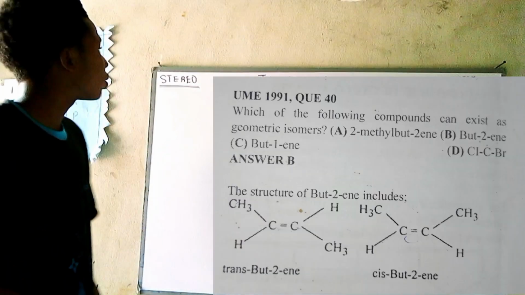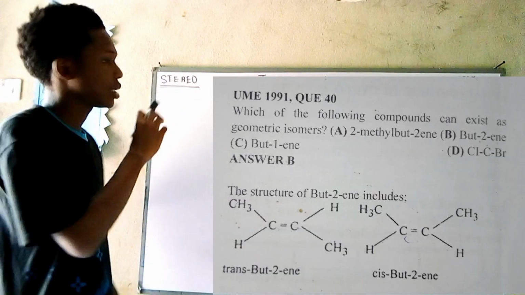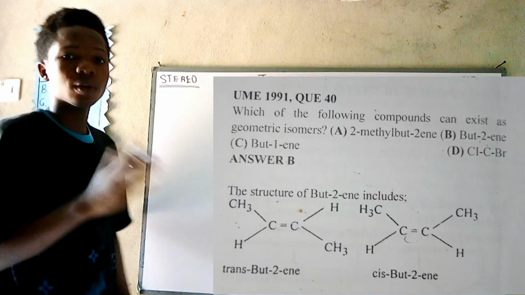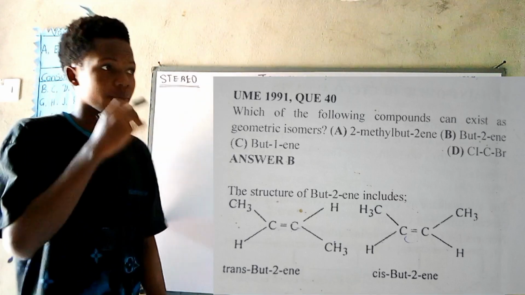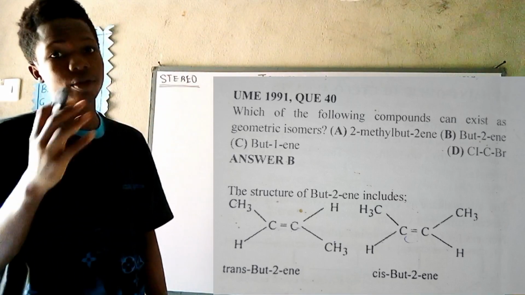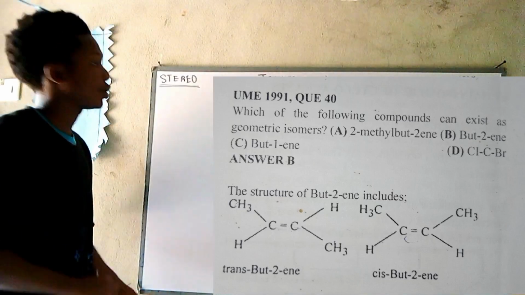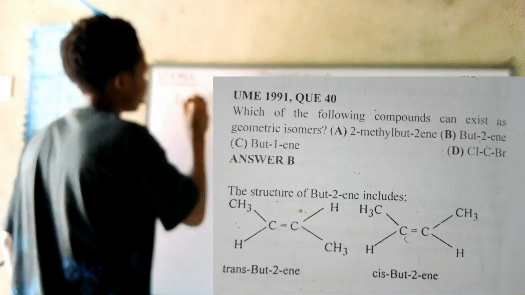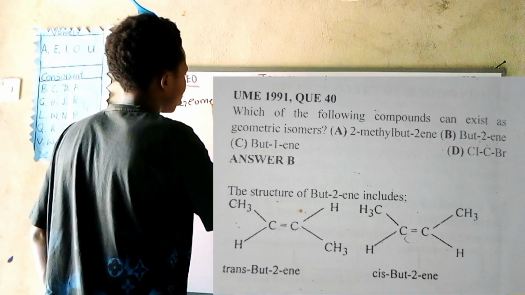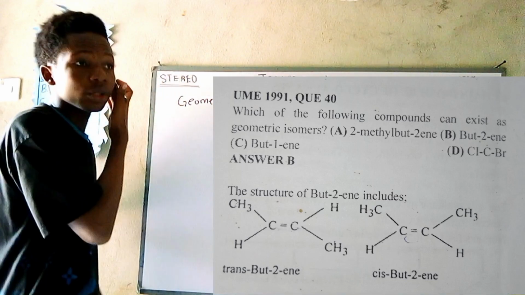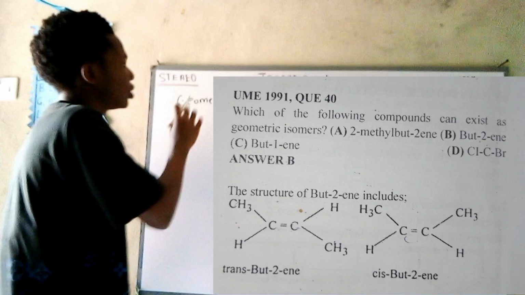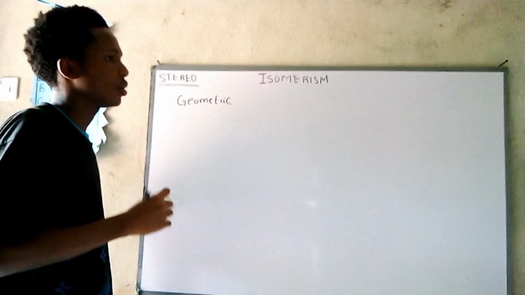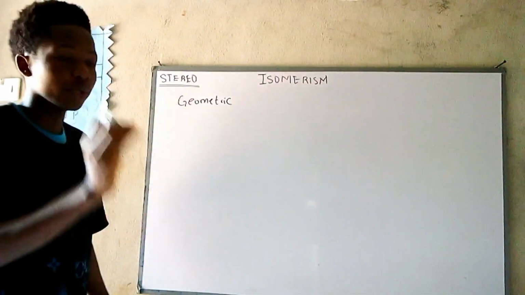Alright guys, now we are here at stereoisomerism. Under stereoisomerism, we have two other isomerisms: geometric and optical. First, let's take geometric. Now, geometric isomerism. How do we differentiate between this and the rest we have been doing? It's simple. See how we do it.